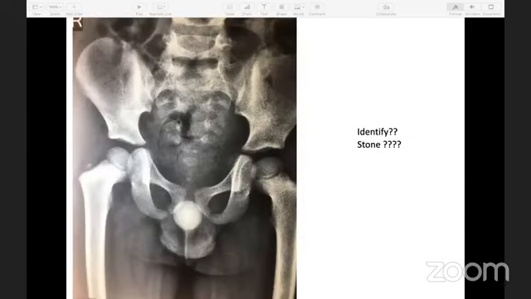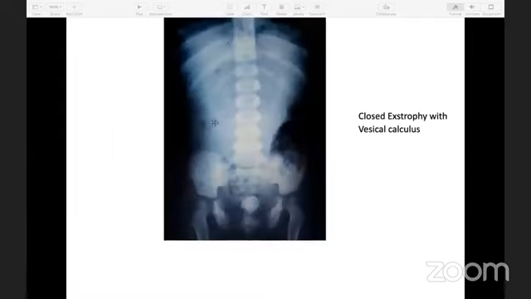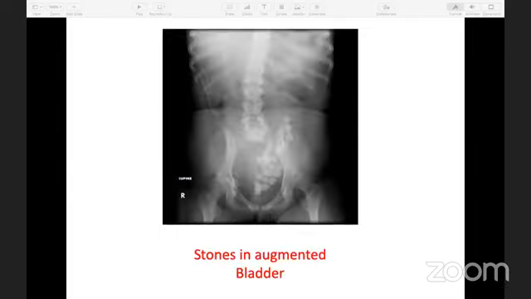This is an end-on shadow of the glans, mimicking a stone in the prostatic urethra. This patient actually came to me after a negative cystoscopy. This is a patient with closed extrophy who presented with vesical calculus a few years later. Multiple stones after ileocystoplasty.